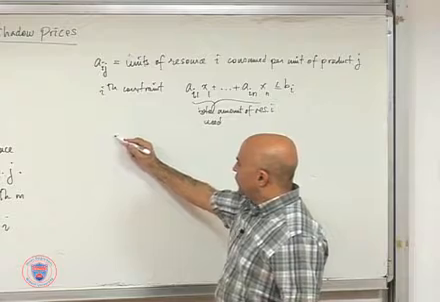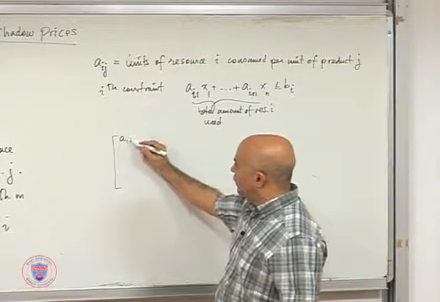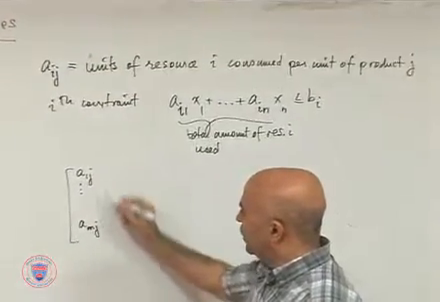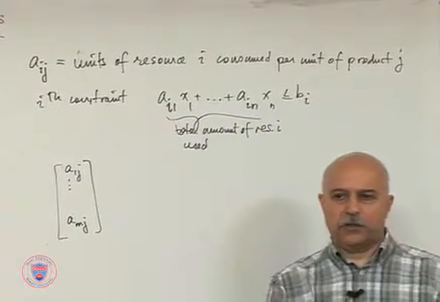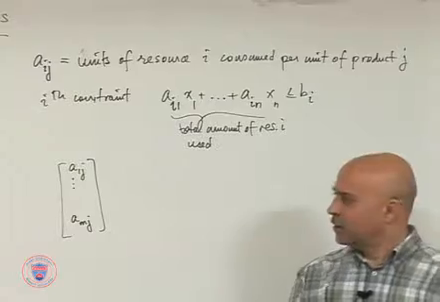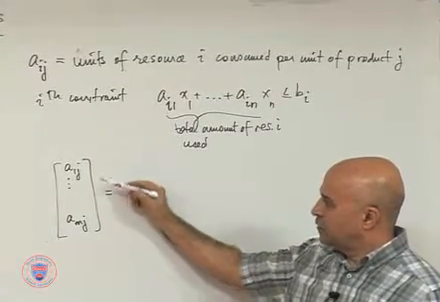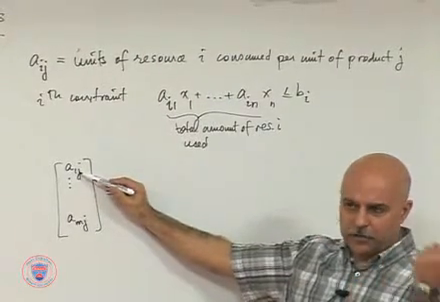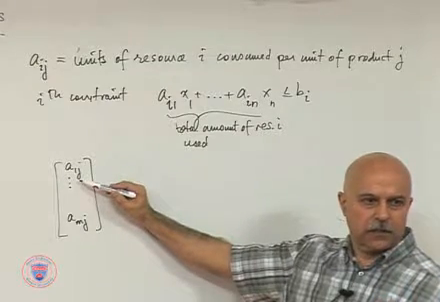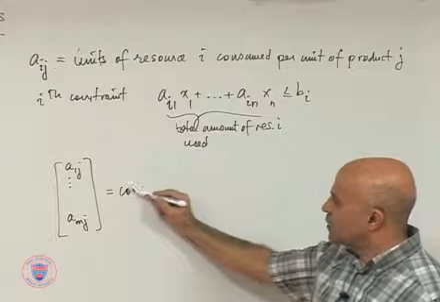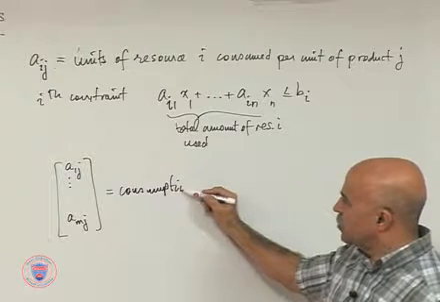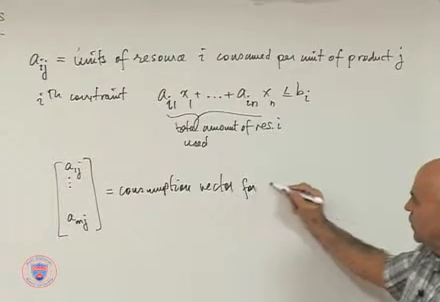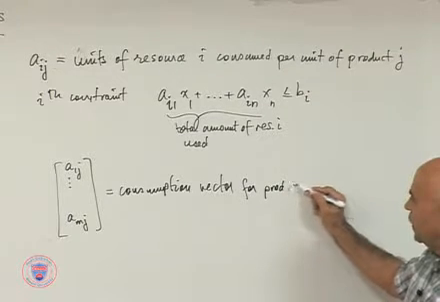So what is the jth column, by the way? A1j through Amj. This is the column associated with the jth product, xj. What does it tell you? Product j consumes A1j units of the first resource, A2j units of the second resource, so on and so forth, etc. So this is the consumption vector associated with product j. Okay.